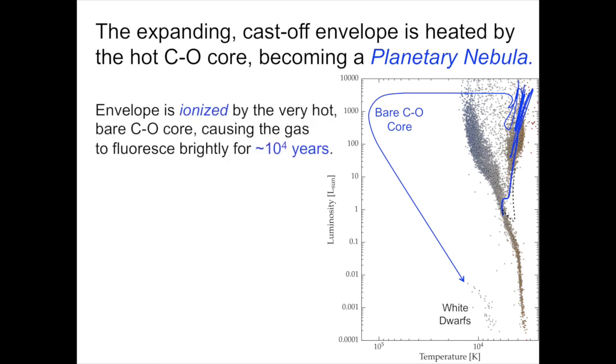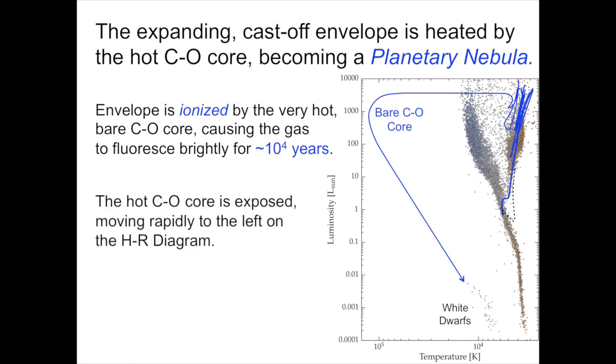The envelope gas is ionized by the very hot bare carbon-oxygen core, causing this gas to fluoresce very brightly for about 10,000 years. The hot carbon-oxygen core is steadily exposed as this expanding envelope becomes thin and transparent to radiation, and as a consequence, we would see it move very rapidly across the Hertzsprung-Russell diagram from cooler to hotter regions, but at a near constant luminosity, until finally the envelope becomes exposed and the core begins radiating very rapidly.